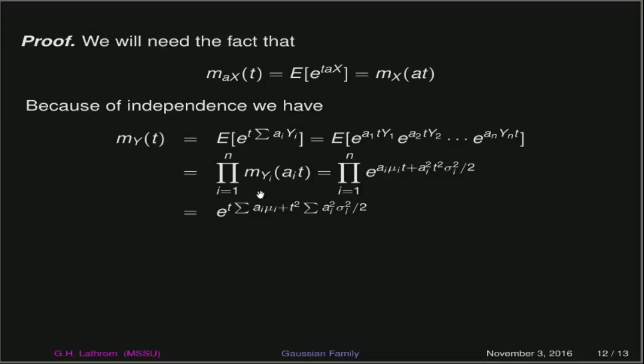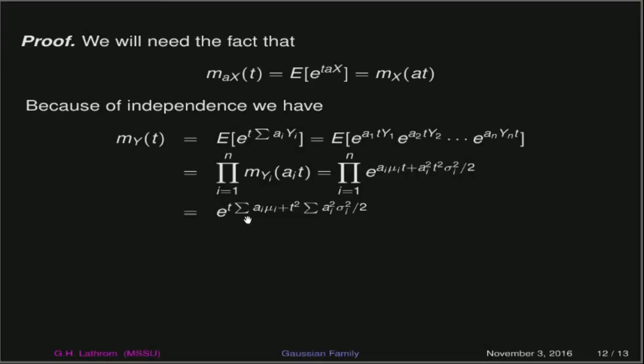about back in our video on moment generating functions, that if a collection of random variables are independent, then the moment generating function of the sum of them is the product of the moment generating functions. And so the expected value of this product just becomes the product of the moment generating functions. Each one of the variables y sub i is normally distributed, so we know what the moment generating function looks like of that. So we have a product of exponentials.